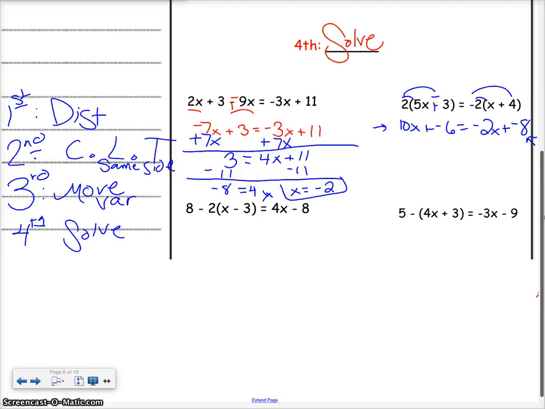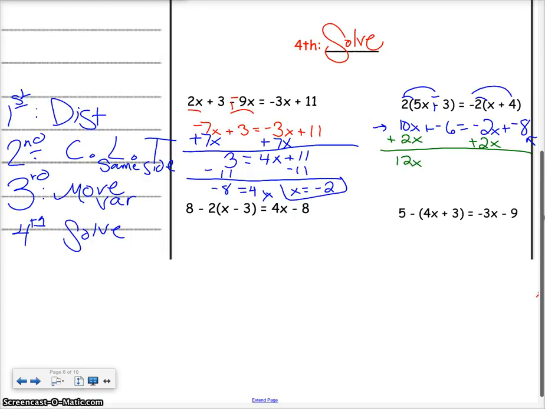So now I'm moving to step 3. I'm going to move my variable. Which one should I move? Which one's smaller, 10 or negative 2? Negative 2. So I'm going to add 2x. Notice why I'm adding. Some of you are going to want to subtract because you're going to see the plus sign, but this is a negative 2x. You'll add it to move it.